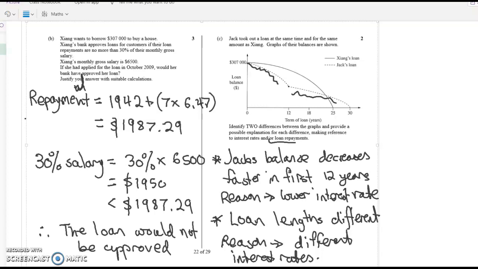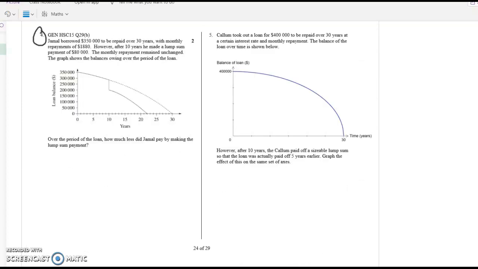All right, last question. Let's look at question 4. Jamal borrows $350,000 to be paid over 30 years, with monthly repayments of $1,880. However, after 10 years, he made a lump sum payment of $80,000. The monthly repayment remained unchanged. So over the period of the loan, how much less did Jamal pay by making the lump sum payment?